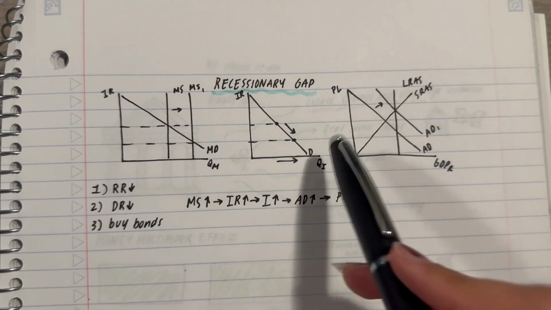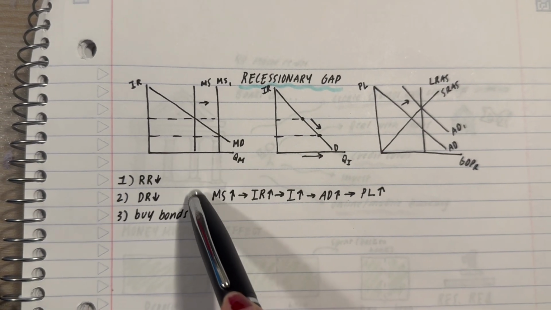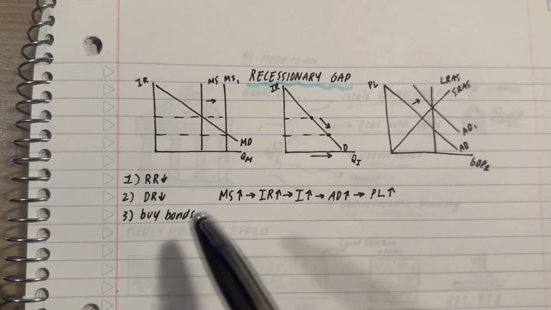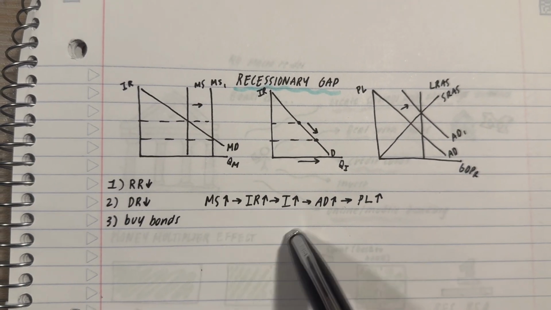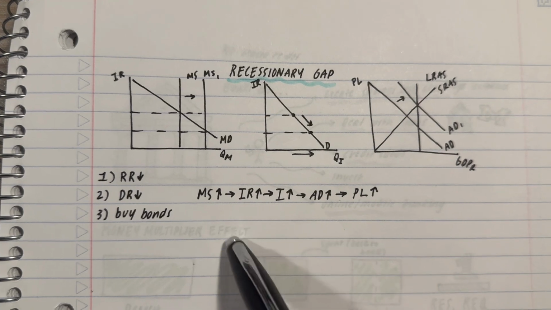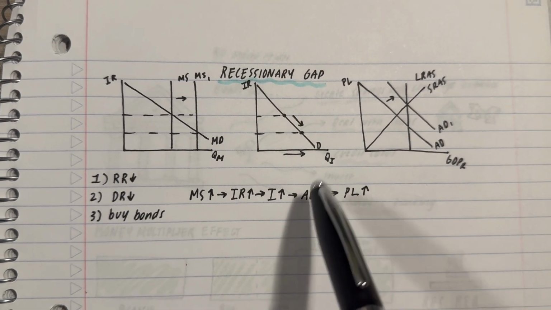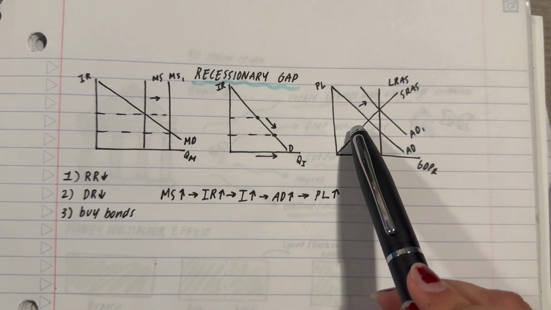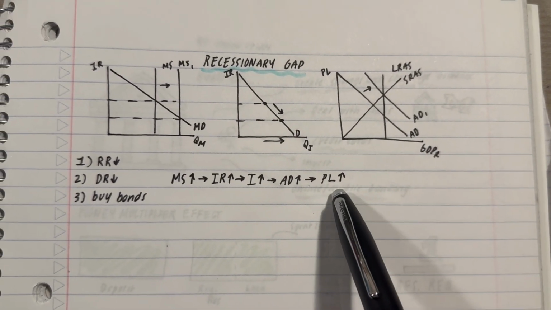In order to close a recessionary gap, the Federal Reserve would have to decrease the reserve ratio, decrease the discount rate, or buy bonds. And this would all be done in order to increase the money supply, which would decrease the interest rates, increase investments, which would in turn increase aggregate demand. So this would shift over to the right, back over to full employment, and in turn increase the price level.